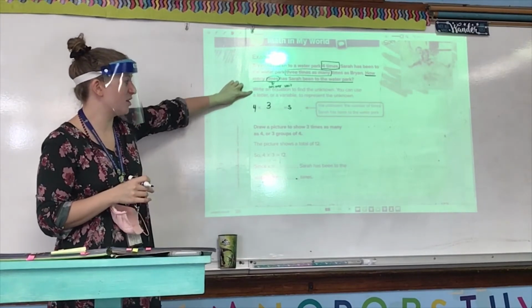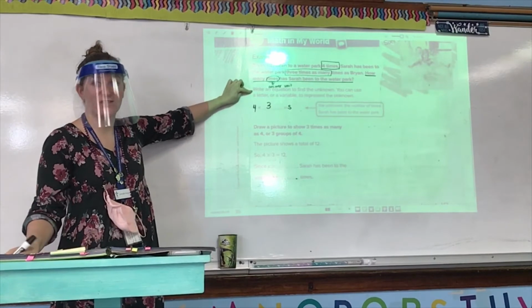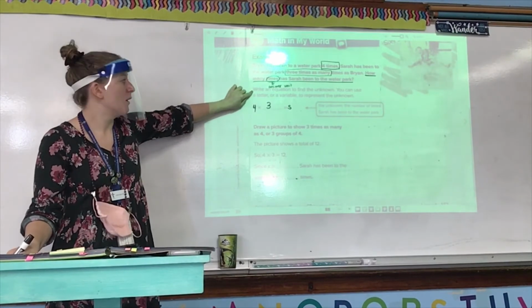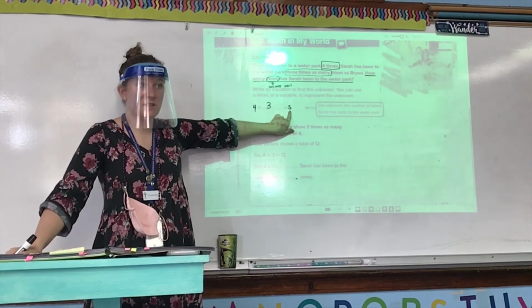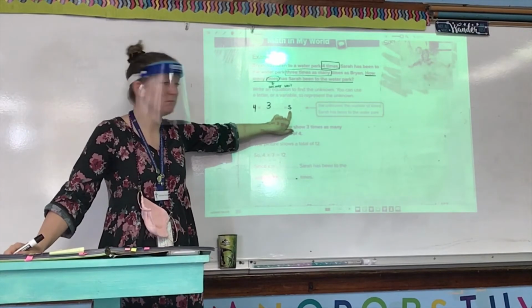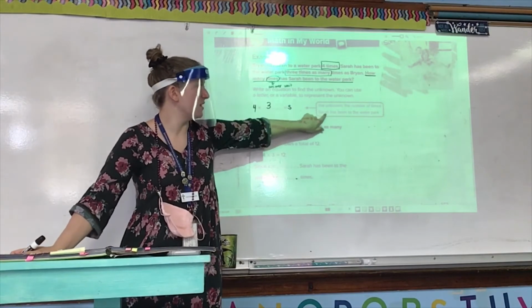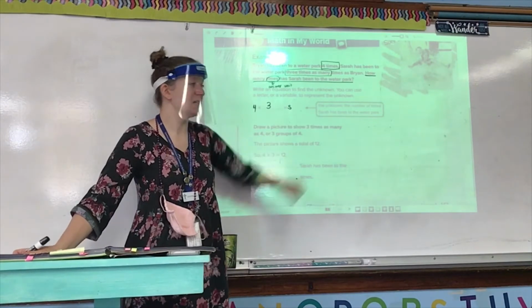Read this sentence, write an equation to find the unknown, because that's what you have to do every time you have a word problem, right? You can use a letter or a variable to represent the unknown. Sarah's name starts with S, so they just chose S, because S represents the number of times Sarah has been to the water park.